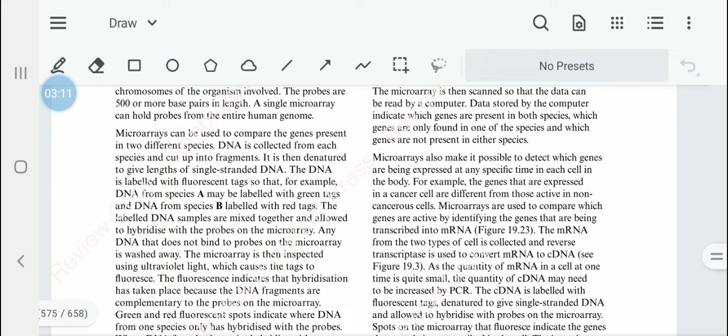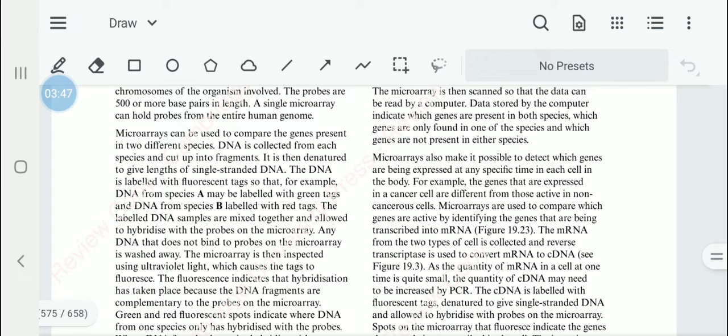To see that they actually join together, let's say the DNA from species A is labeled with green fluorescent tags, and species B with red tags. When the labeled DNA samples are mixed together to allow for hybridization, they hybridize with the probes on the microarray. If they don't bind to probes on the microarray, they will be washed away.